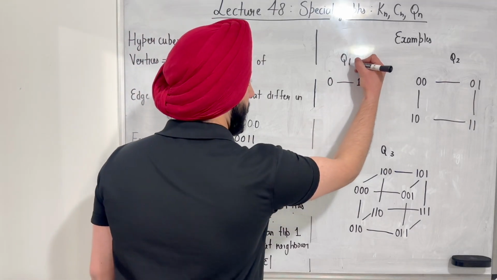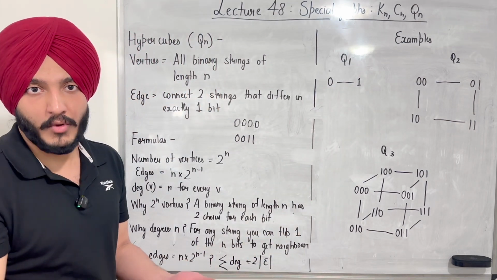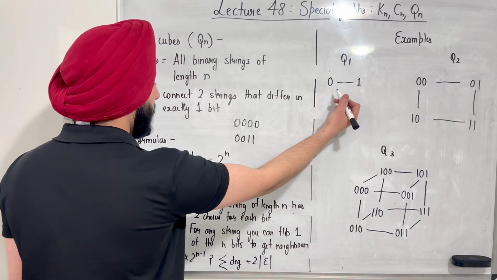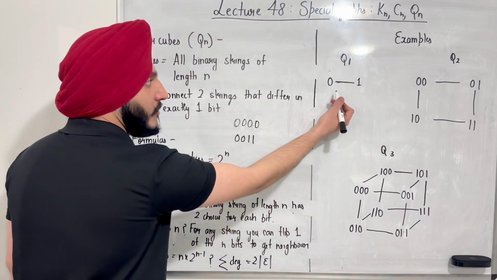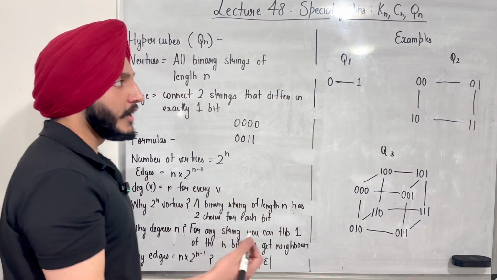If you look at Q1, we have just 0 and 1. So there can be only a 0 or a 1 bit. If you flip 0 by only 1 bit, it results in a 1, and that's why both of them are connected. If you flip 0, it results in a 1. If you flip 1, it results in a 0. Okay, let's take a look at Q2.